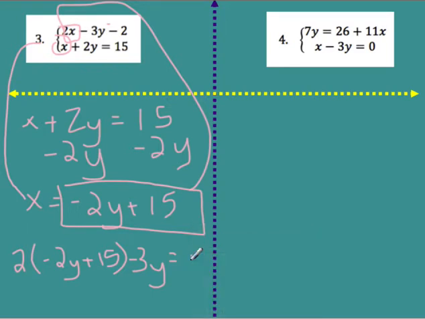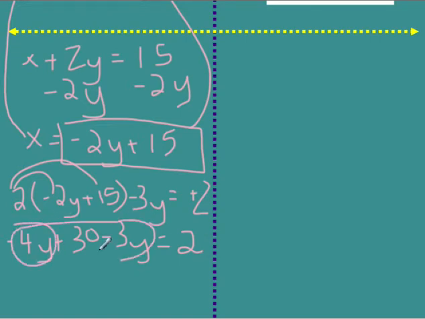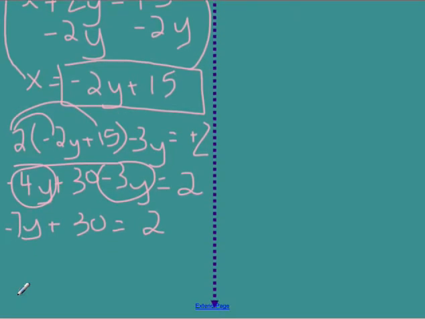Okay, so what we're going to do now is solve this for y. The first thing I'm going to do is distribute in that 2. 2 times negative 2y is a negative 4y. 2 times 15 is 30. And then the minus 3y isn't going to be multiplied by the 2. It's just going to stay there. So now we're going to take negative 4y minus 3y, which is negative 7y when I add those together. They're both negative, so that would be a negative 7y.